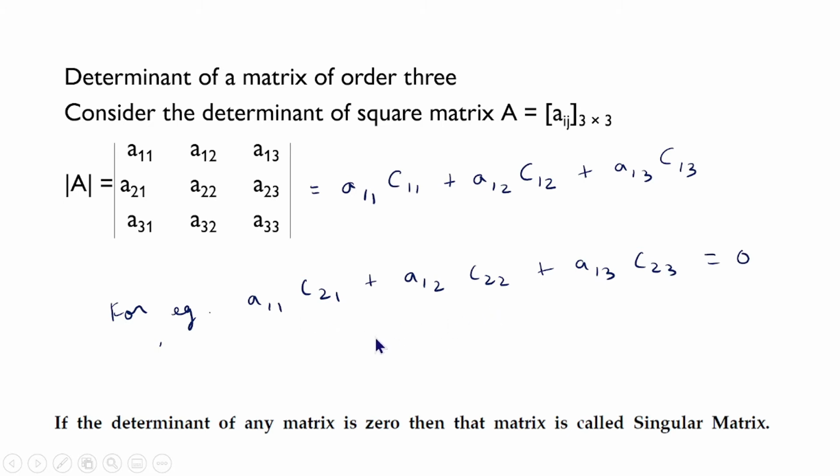This should not be confused with the value of the determinant. The value of the determinant can be calculated by taking the elements of any row and multiplying by their corresponding cofactors and then adding. This will give you the value of the determinant.